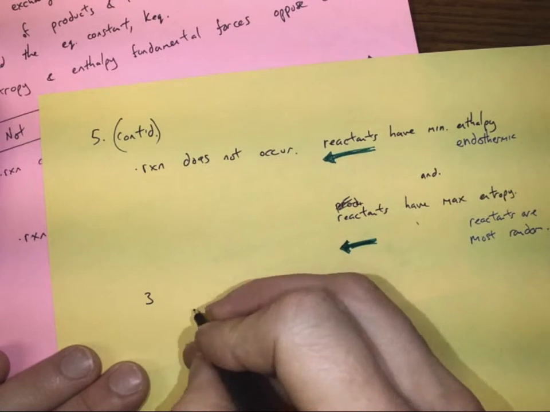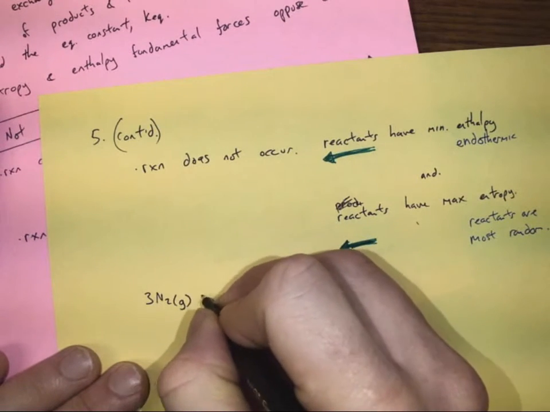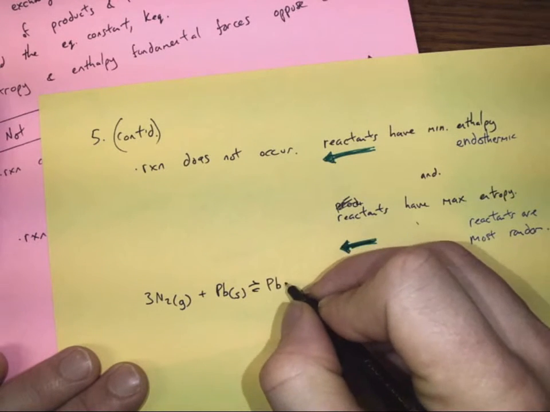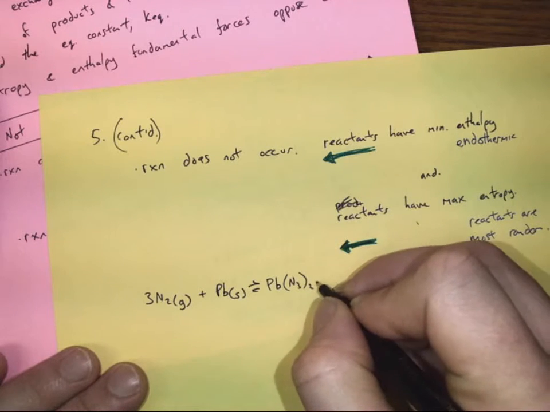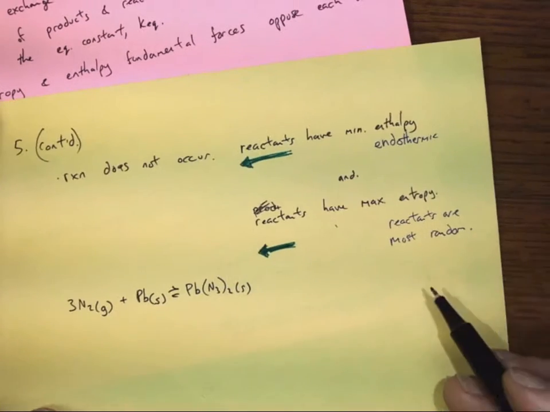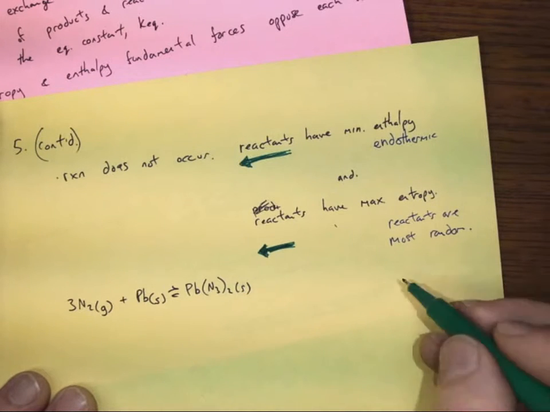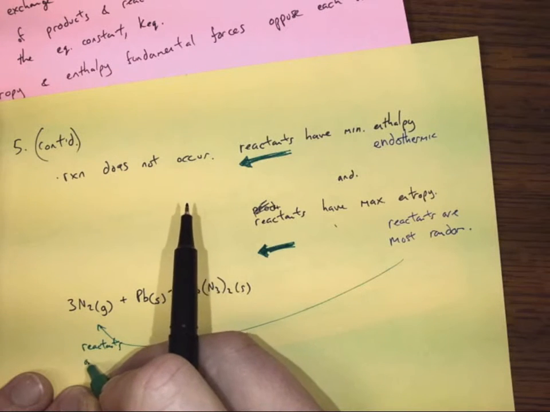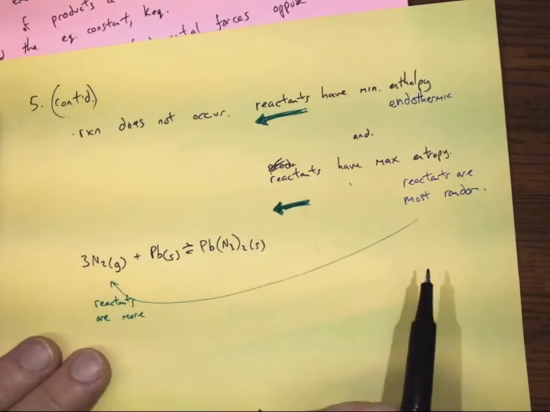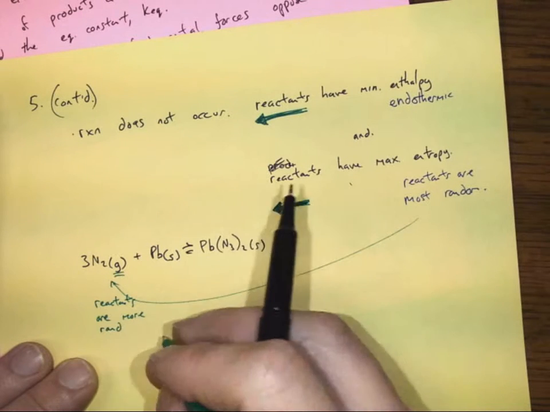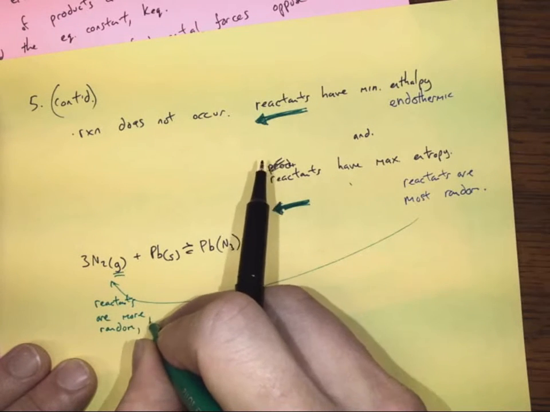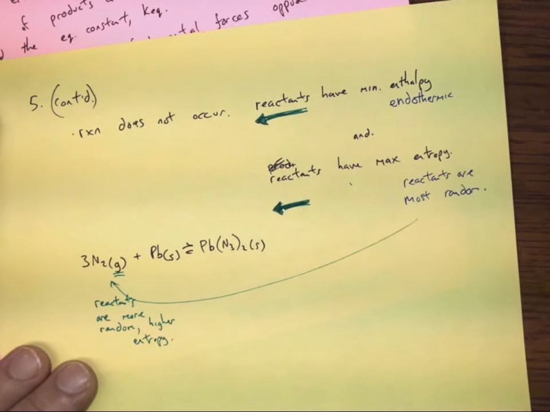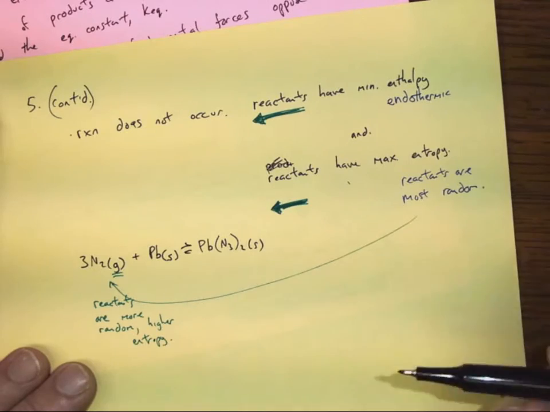We have this NH3 and HCl, and they're gases, and then we have some lead solid existing, and it forms this guy. So is it true that the reactants are more random? Yeah, it is. The reactants are more random because they have a gas phase. So that means a higher entropy. Okay, and if that's true, that's one fundamental force, the entropy force pushing to the left.